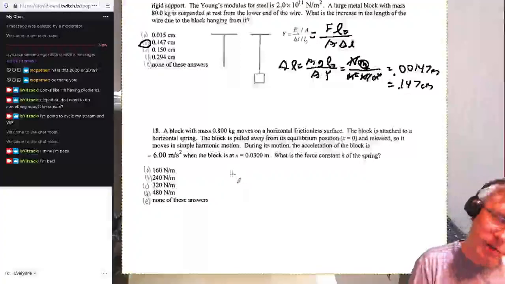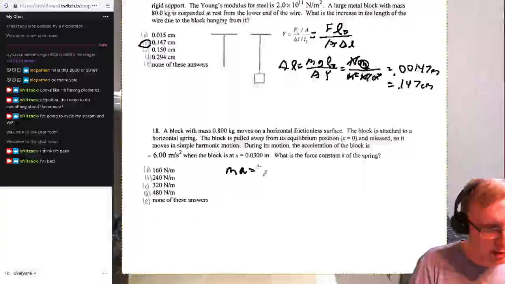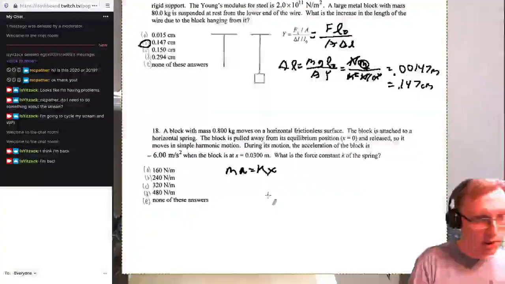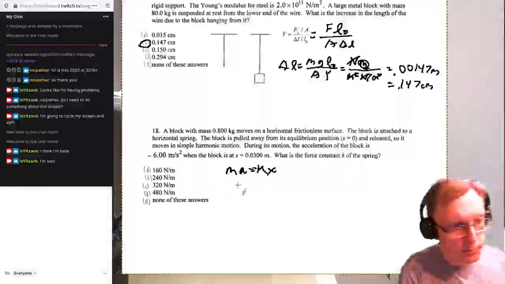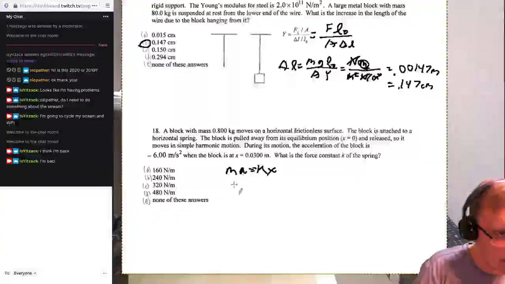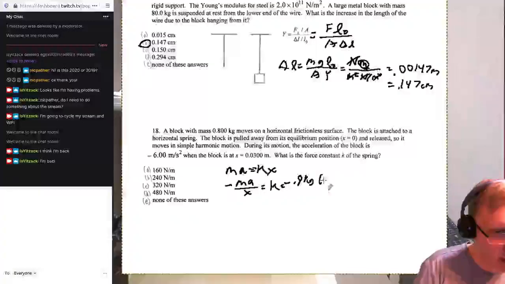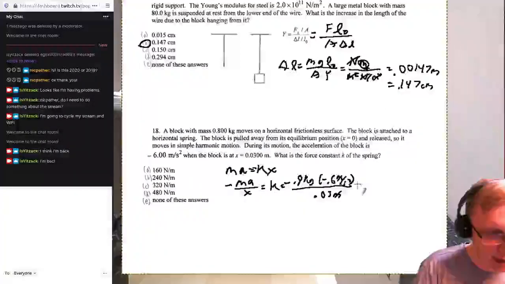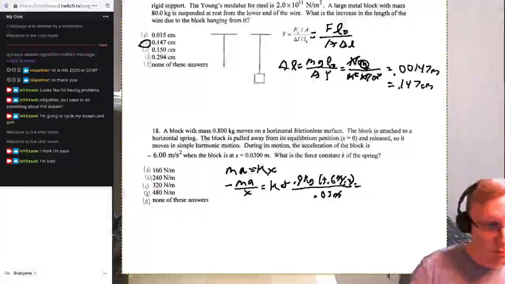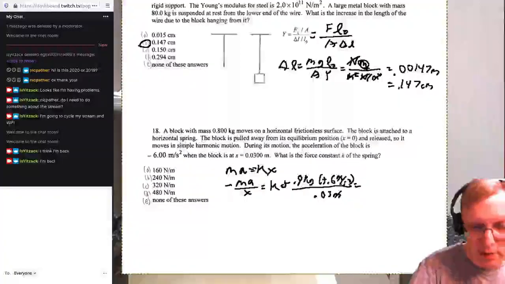Okay. So we are told that MA is equal to KX. And there's my sign here. So it wants K. So we have minus MA divided by X is equal to K, which is minus mass of 0.8 kilograms, acceleration of minus 0.6 meters per second squared, divided by 0.03 meters. Meters cancels with meters, and we end up with kilograms per second squared. Is that the right unit? I don't know. We'll get that. That plus, plus. 0.8 times 0.6 divided by 0.03 is 16.